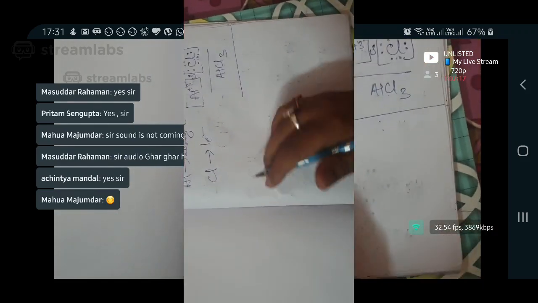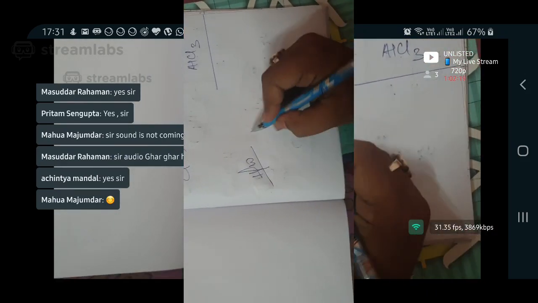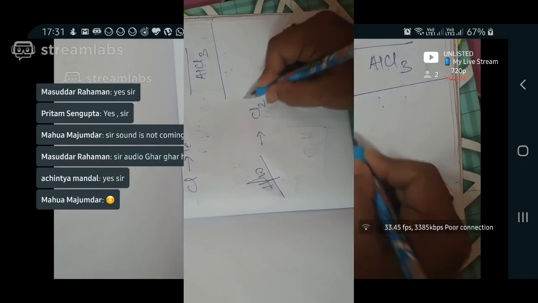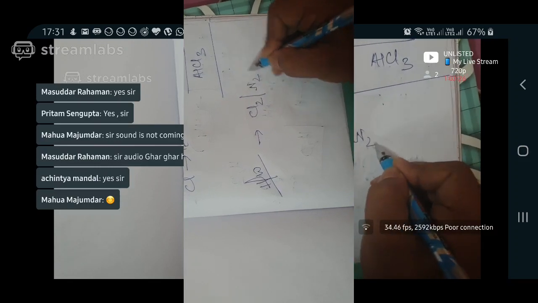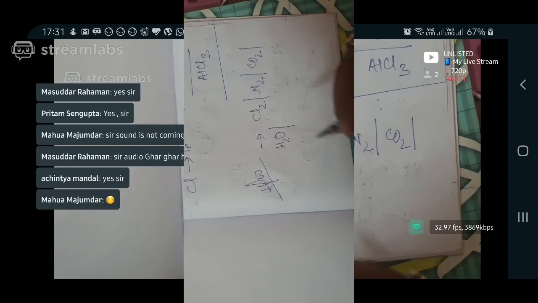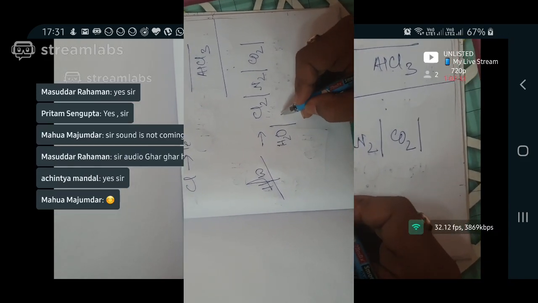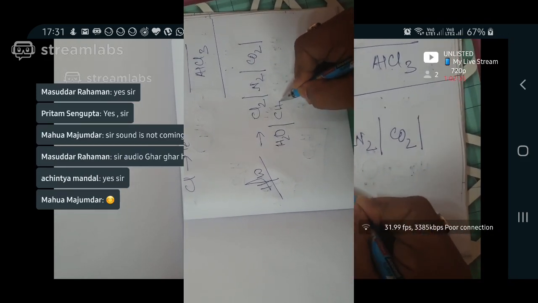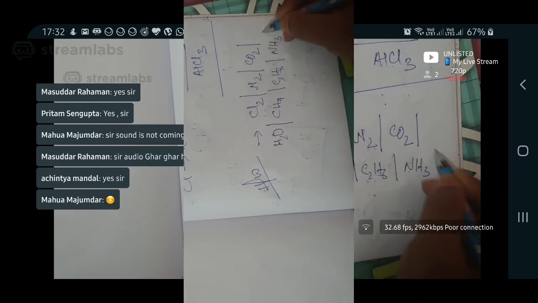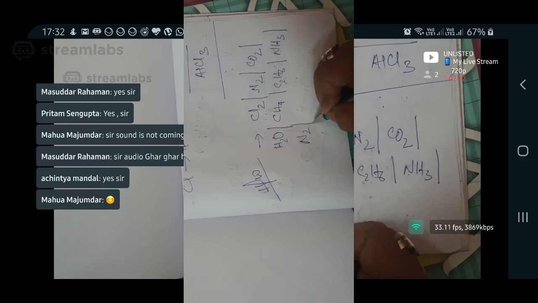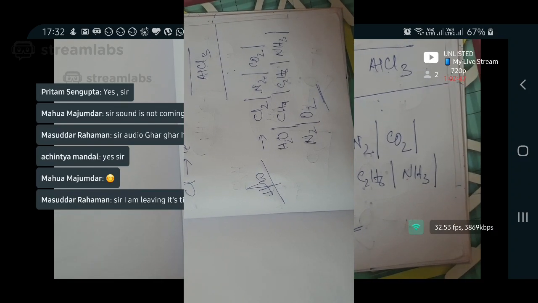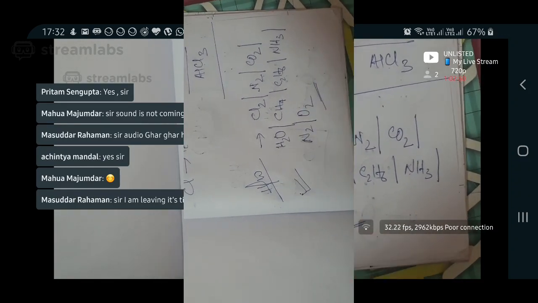Now for your homework, you will show me the electron dot representation of covalent compounds: Cl2, N2, CO2, H2O, CH4, C2H6, NH3, N2, O2. Okay, Moshaddar. So that is one.